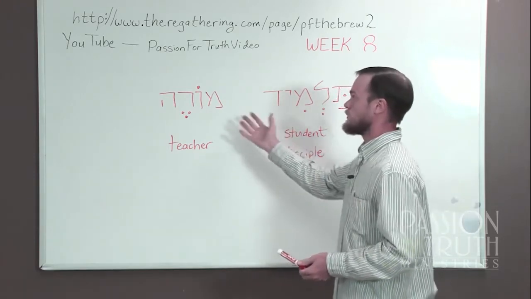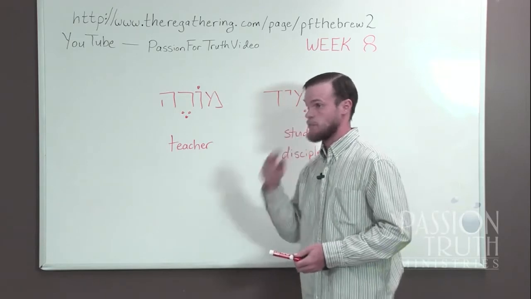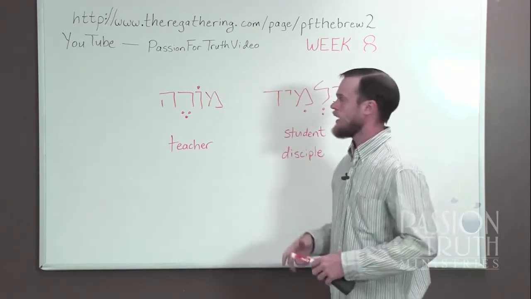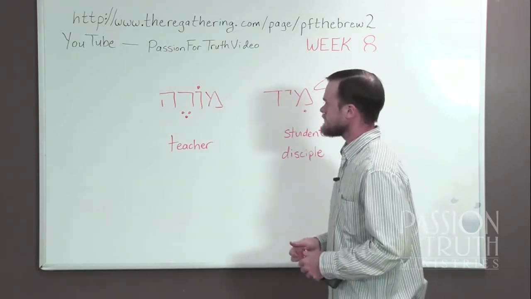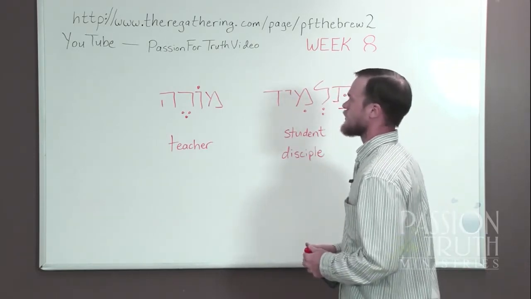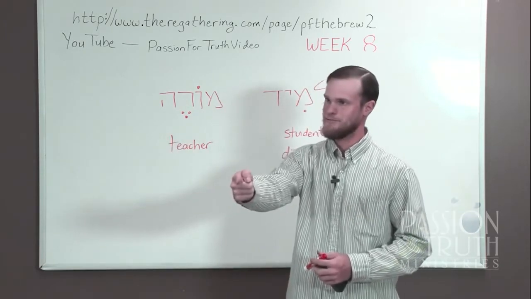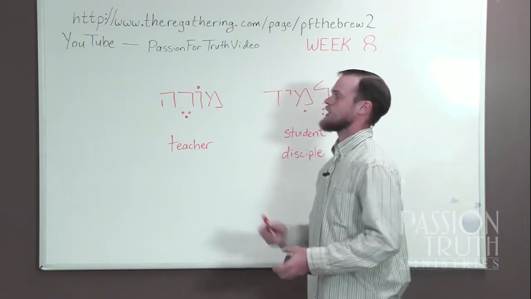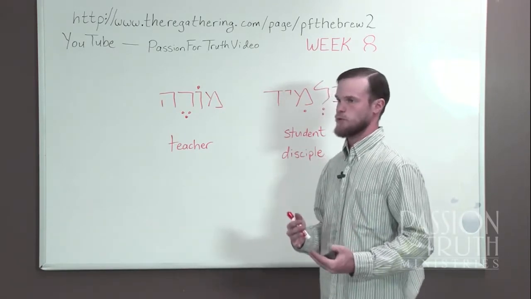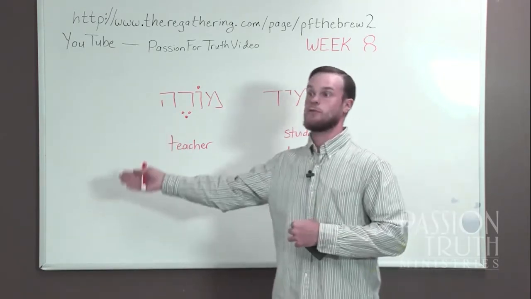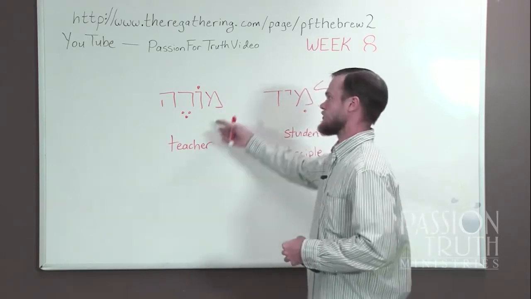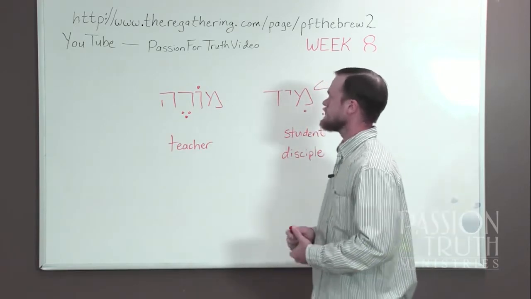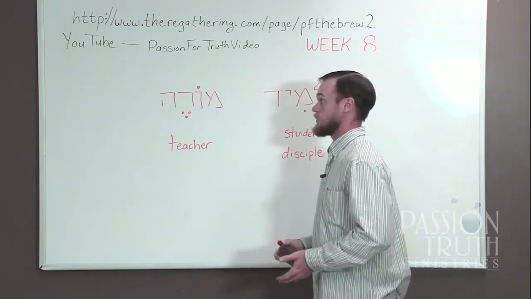The root behind Moreh and Torah is a word that means to throw, or possibly to shoot, like an arrow. And even throw in the sense of point, just point out a direction. So yes, when you dig into the root of the word Torah, it's something that points you in the right direction. And similarly, a teacher points you in a direction. So yes, Moreh is linguistically related to Torah.